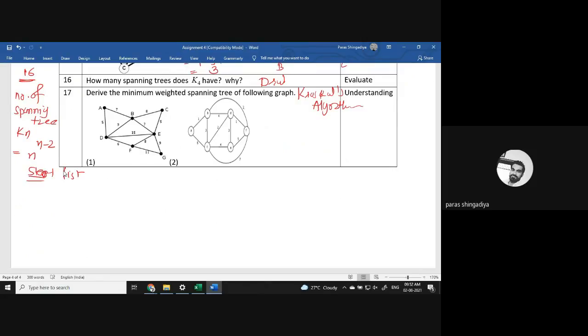Okay, list of the edges means A to B. What is the weight? That is 7. Then B to C, what is the weight? It is 8. Then A to D, what is the weight? That is 5. And then B to D, what is the weight? That is 9. And so on. So define all the remaining edges here.